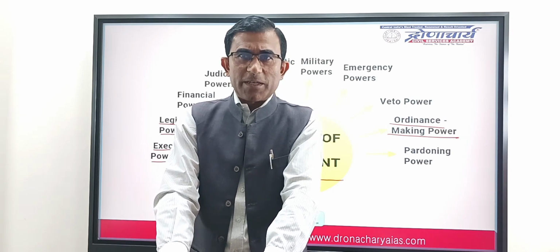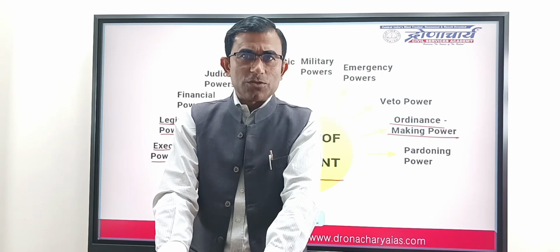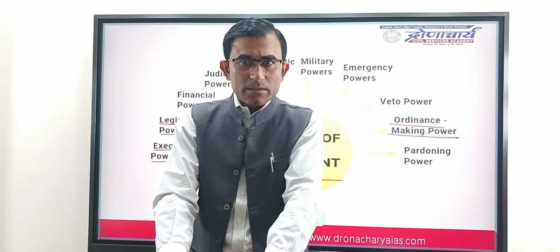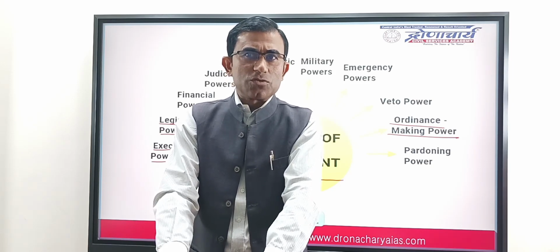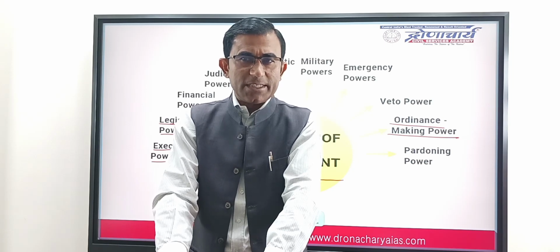The President's satisfaction and decision to promulgate an ordinance was made conclusive and beyond judicial review under the 38th Constitutional Amendment Act of 1975. However, this provision was deleted by the 44th Constitutional Amendment Act of 1978.